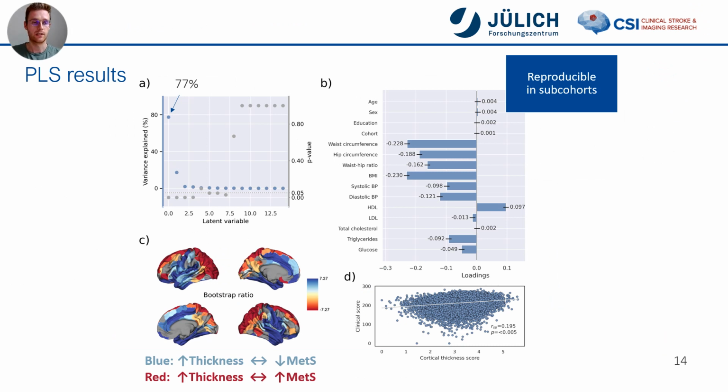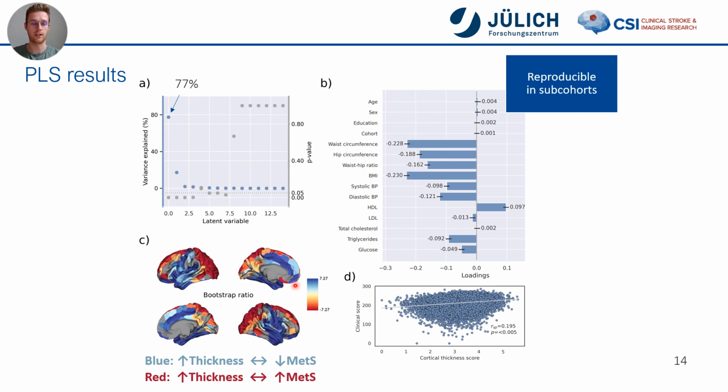So here we see the PLS results. In this scree plot on the upper left are shown all the latent variables investigated. The PLS successfully identified 7 significant latent variables, which are shown on the x-axis, here shown by the gray plots below the dashed line. The first latent variable explained the largest share of the variance, 77%, and was subjected to further analysis. It was associated with a clinical covariance pattern and imaging covariance pattern.